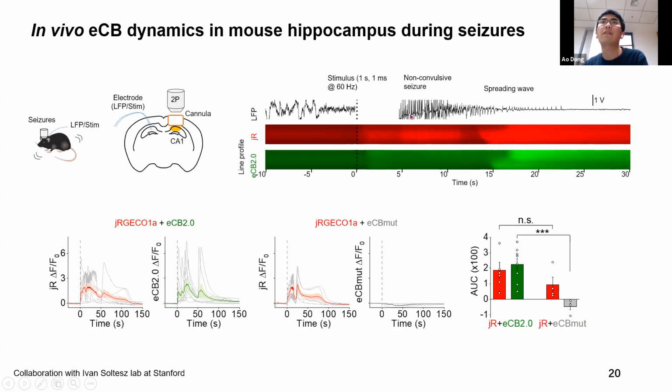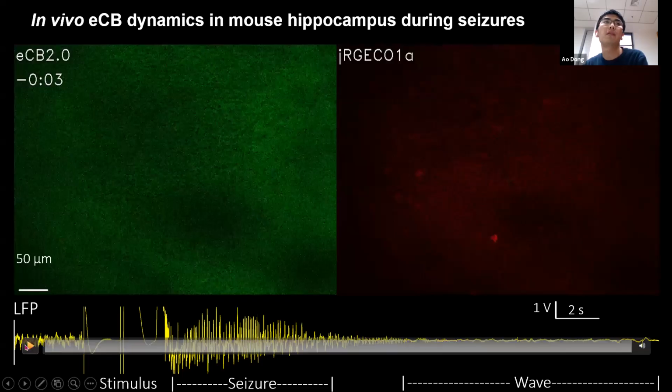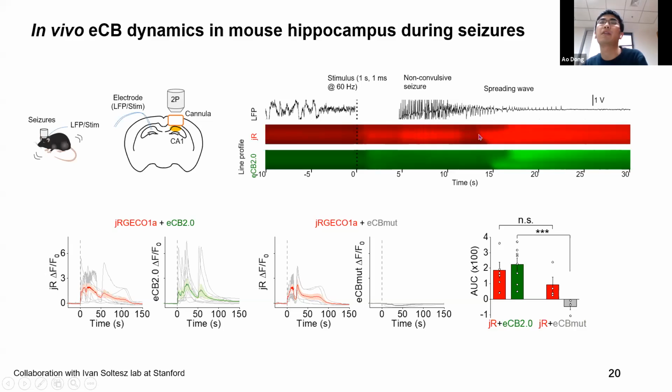Interestingly, after the seizure, we usually could see a spreading wave across the CA1 region. So this is a video. It doesn't work. Anyway, we could see a spreading wave across CA1 of both calcium signal and eCB signal. These relatively large signals demonstrate the sensitivity of the sensor as well as its spatial resolution.